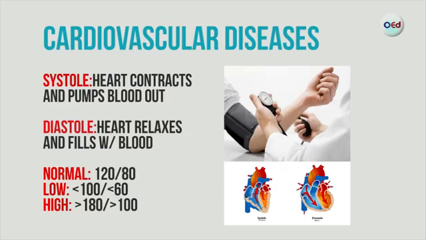Blood pressure is read using the systole over diastole reading. Systole is the phase during the cardiac cycle where the heart muscles contract, while diastole is the phase during the cardiac cycle where the heart muscles relax and fill with blood. A normal blood pressure is 120 over 80, while a low blood pressure is less than 100 over less than 60, and a high blood pressure is greater than or equal to 180 over greater than or equal to 100.